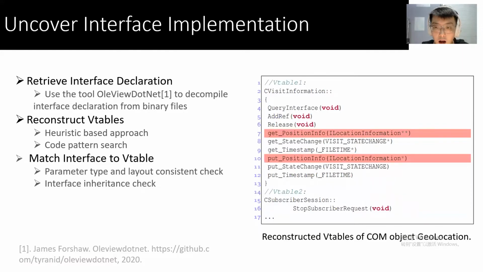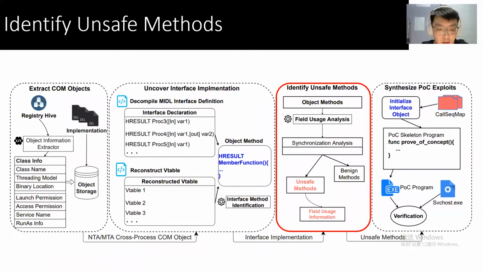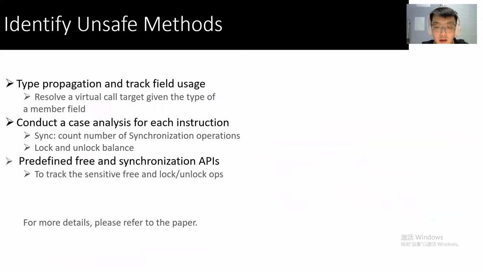Now we have the corresponding implementation of each interface method. We can identify unsafe methods. An interface method is regarded as unsafe if it can access member fields without synchronization. Hence, we examine every instruction in an interface method, as well as its calling methods, to check whether there exists an unguarded field access or not.